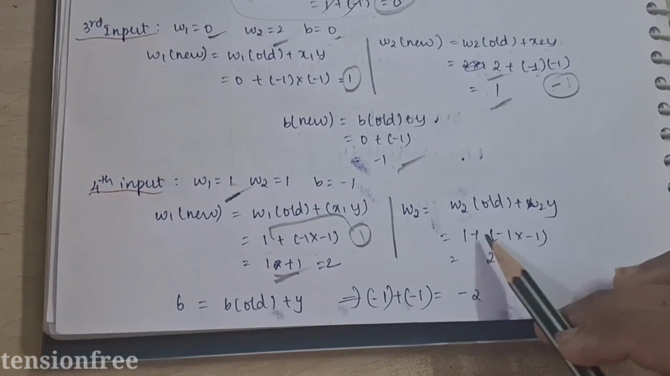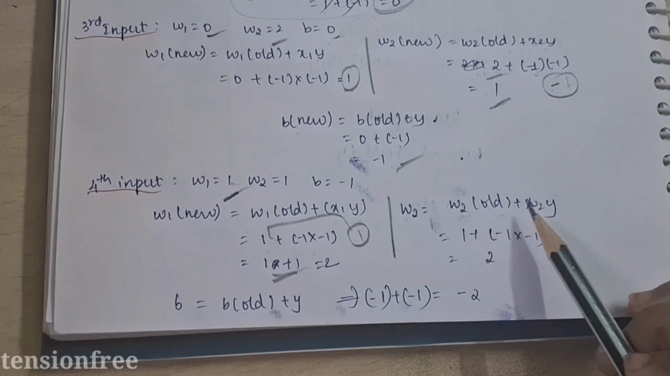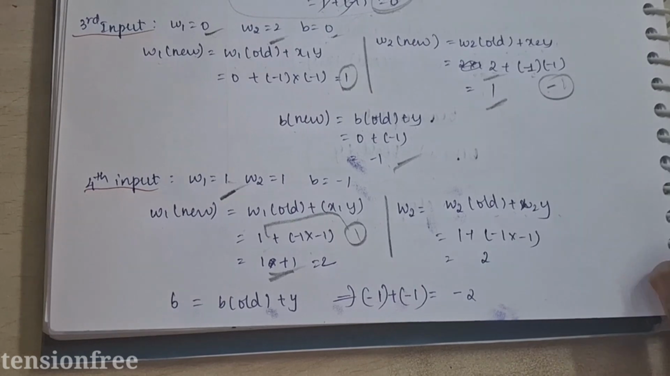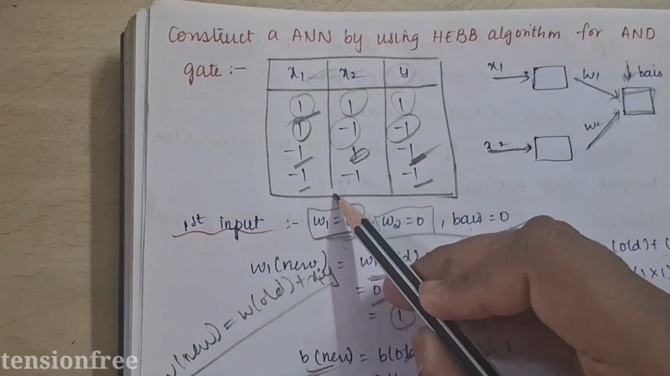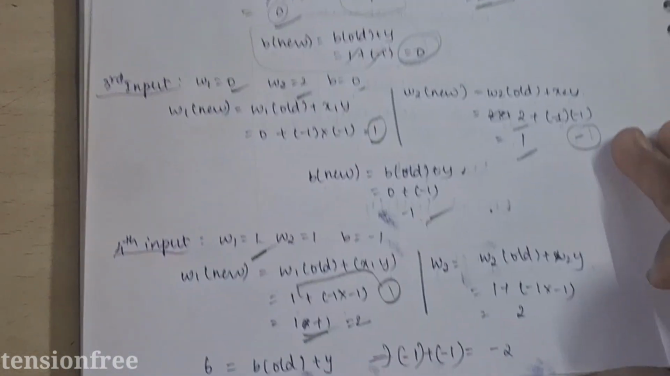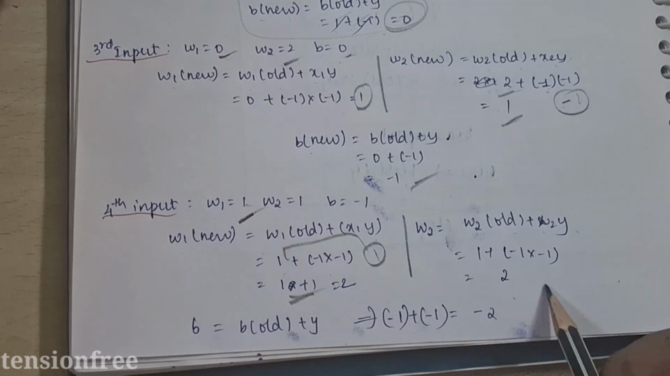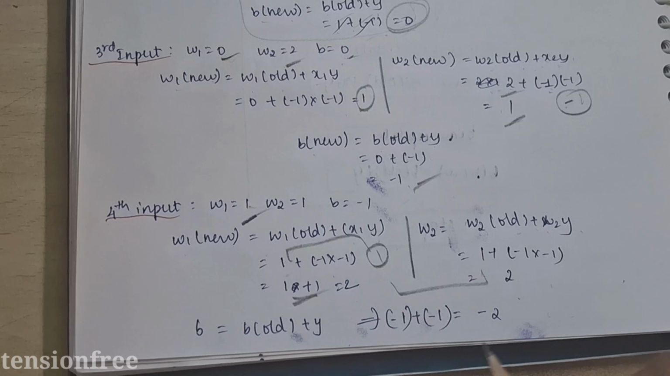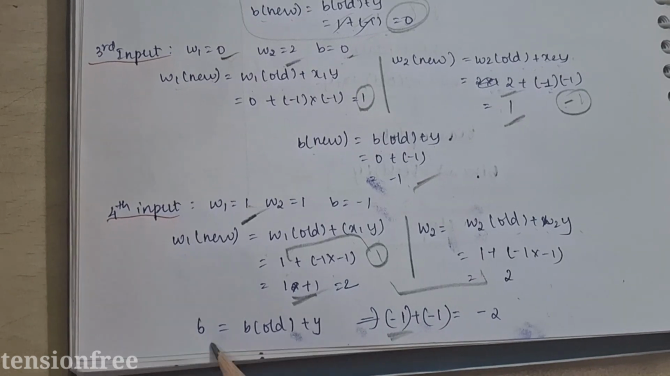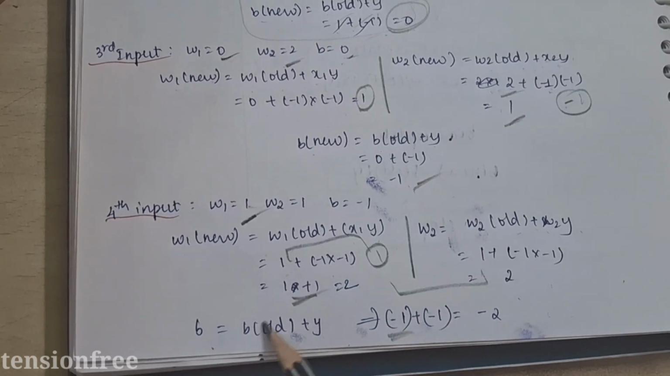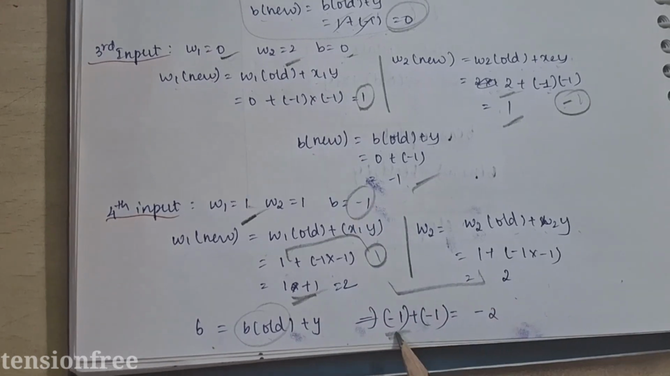Next, we are updating the second weight. W2 old plus X2Y. What is the X2 here? Minus 1 and Y is minus 1. Minus 1 into minus 1 is plus 1. Okay, 1 plus 1 is 2. After updating these two weights, we need to update the bias, right? B old plus Y. What is the B old? Minus 1. We are writing minus 1.